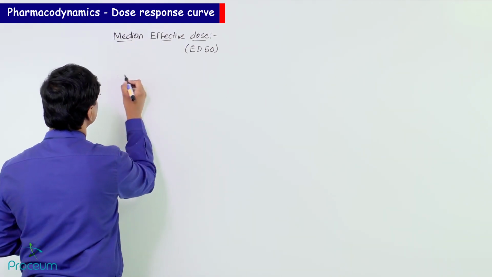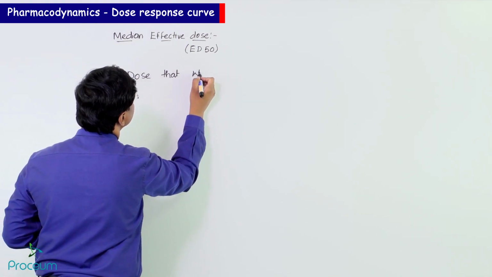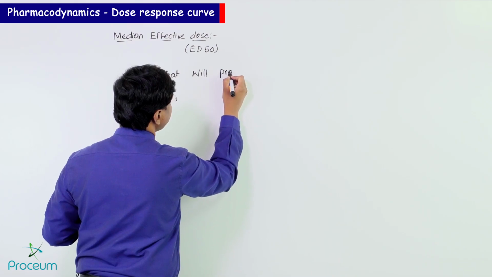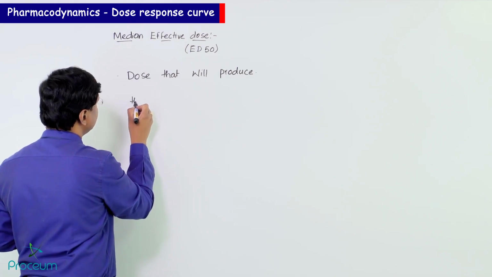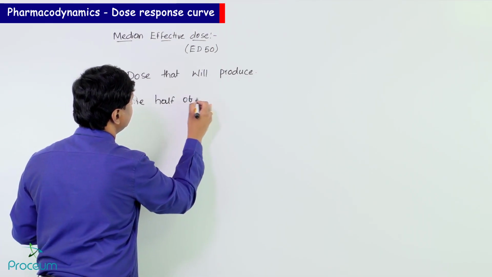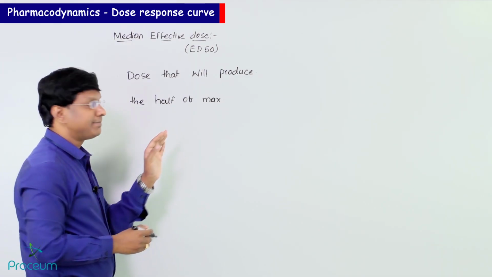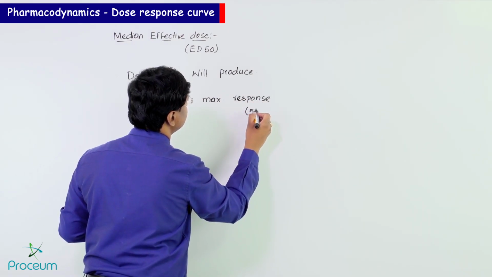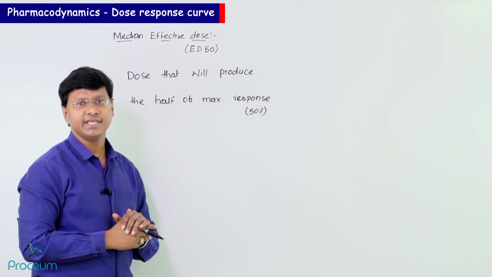The dose that will produce half of the maximum response. The half of the maximum response is called the ED50.